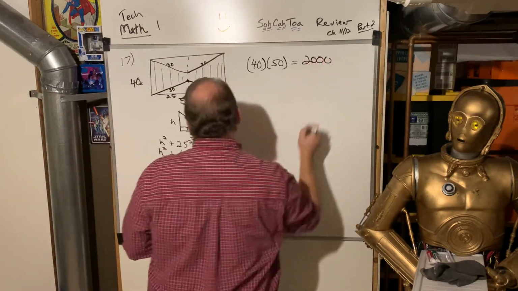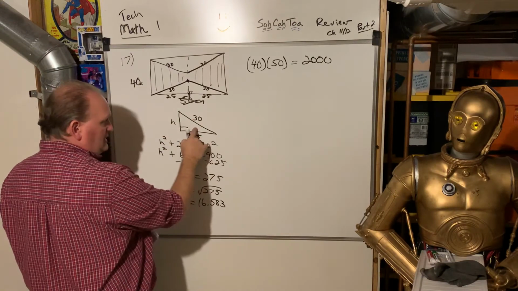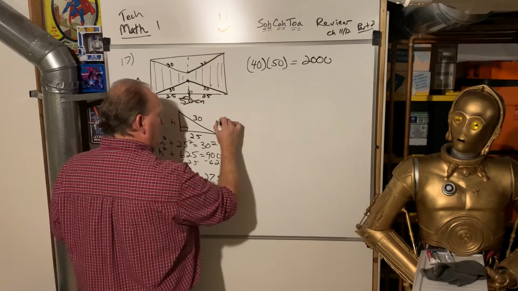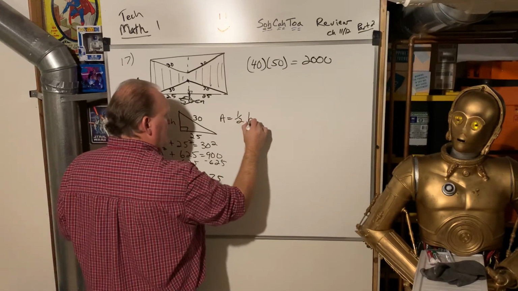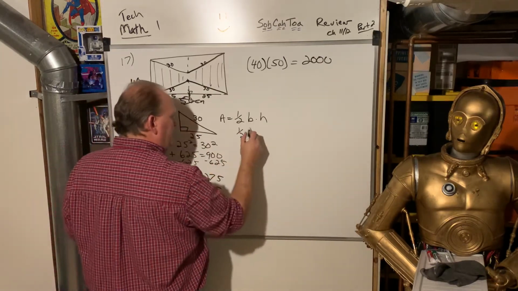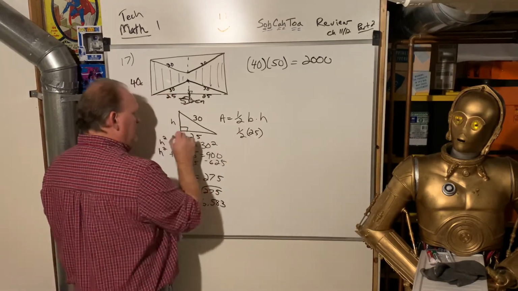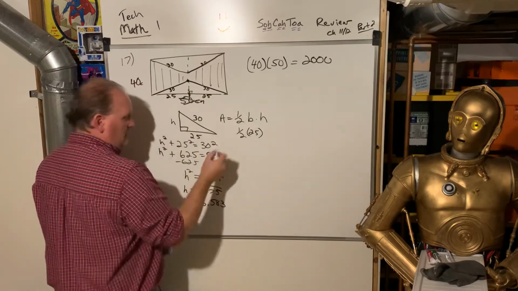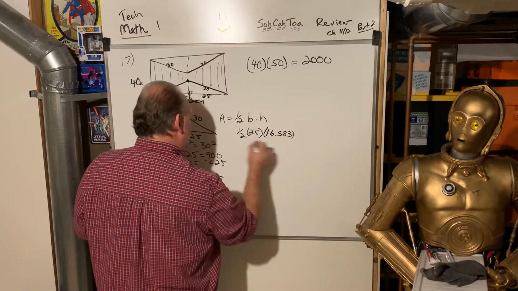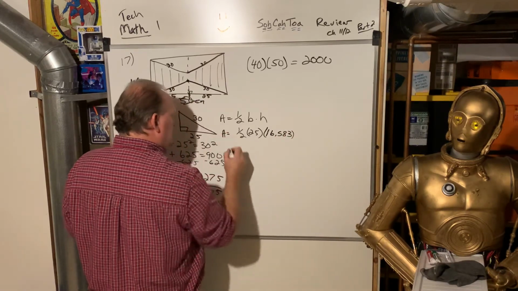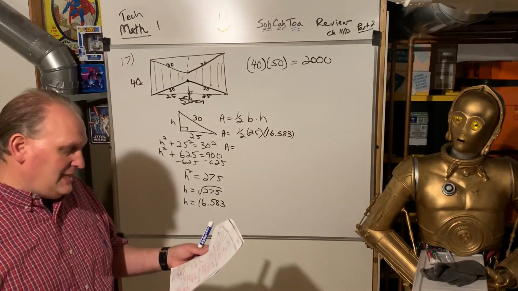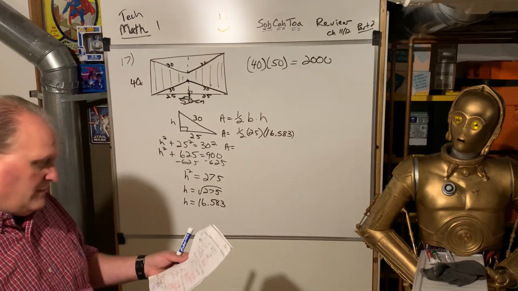But then we find the area of this little triangle, just this little triangle. We've got the height and we've got the base. So area of a triangle is 1/2 base times height. The base on this one is 25. The height on this one is the 16.583. So that's the area of just one single little triangle. And then we're going to multiply it by 4.